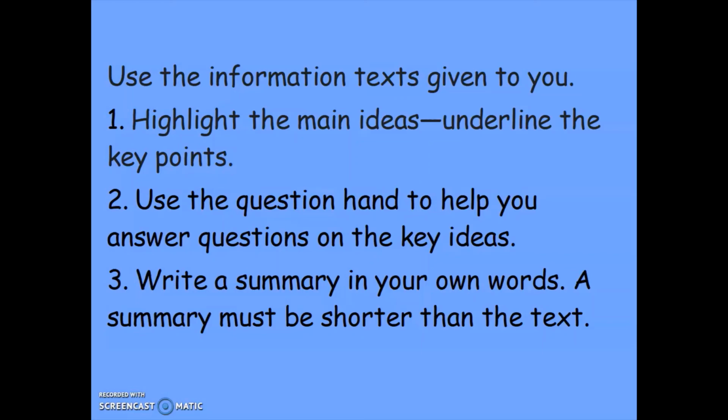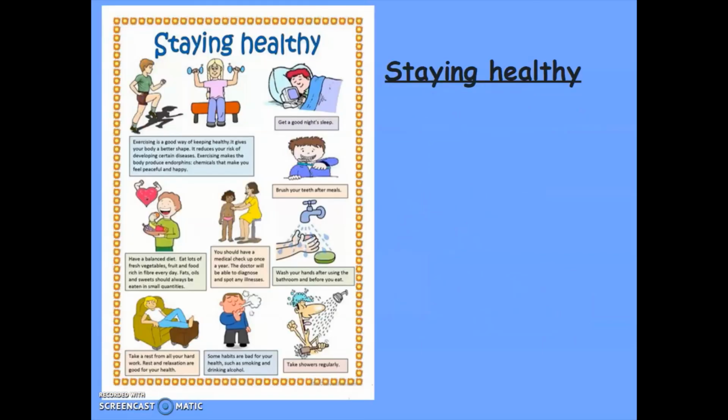Remember, a summary must be shorter than the text. In your literacy book, for each text, you should write a summary. In your book, you will set it out like this. So if you are summarising the staying healthy text, you would write staying healthy, underline it, and then write your summary paragraph underneath. And you're going to do the same for all the text that you have been given.